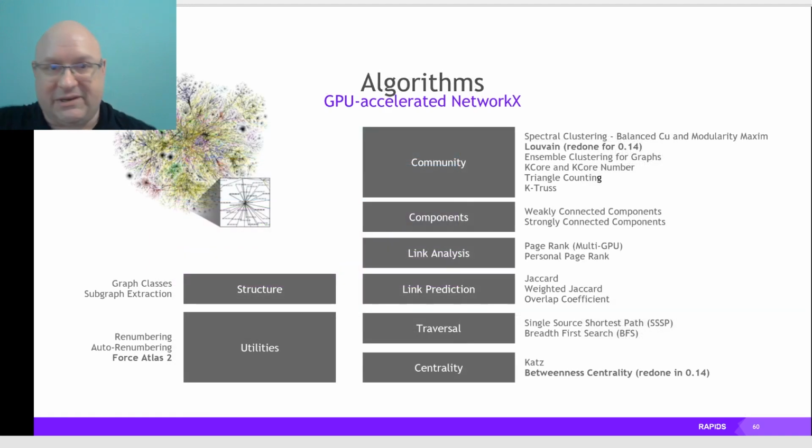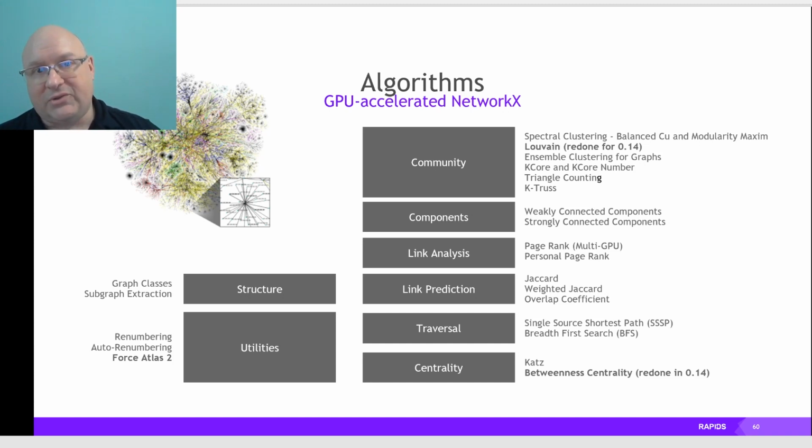The algorithms, a long list here: community detection, components, link analysis, link prediction, basic things like renumbering a graph. So you can take a graph. Oftentimes, your graphs don't have nice, convenient integer IDs. They may have strings. They may have IP addresses with a port number and a timestamp. So we can combine all those together into a single identifier and then renumber it back to integers for convenience of computation. And that's something provided out of the box by cuGraph.